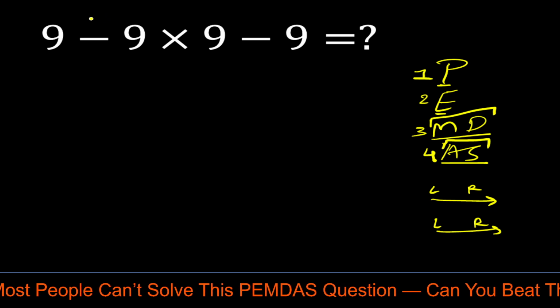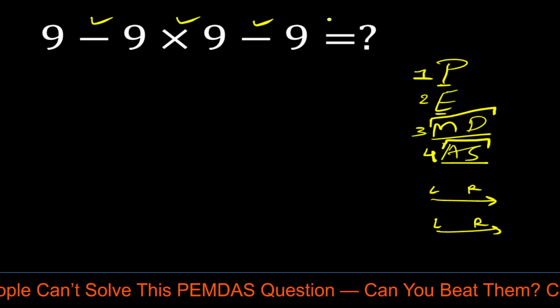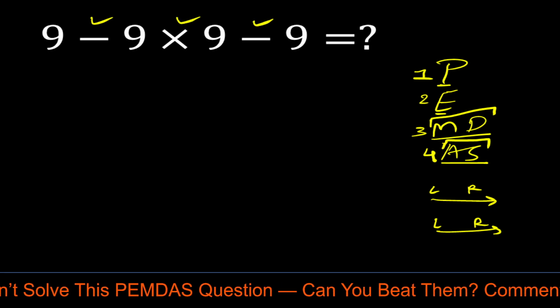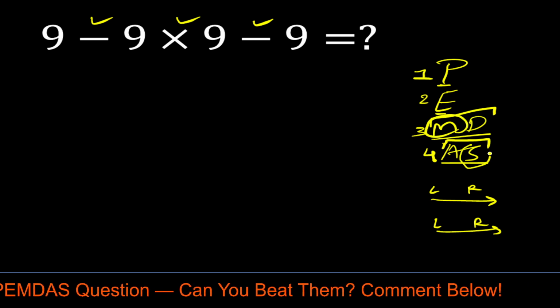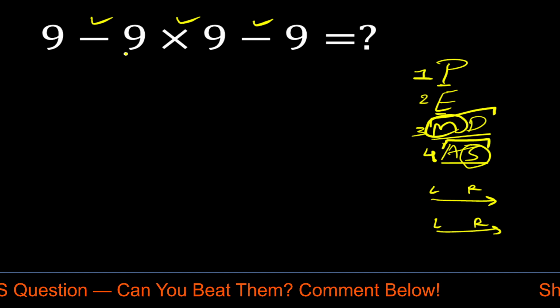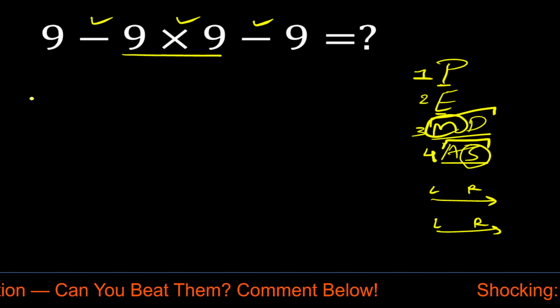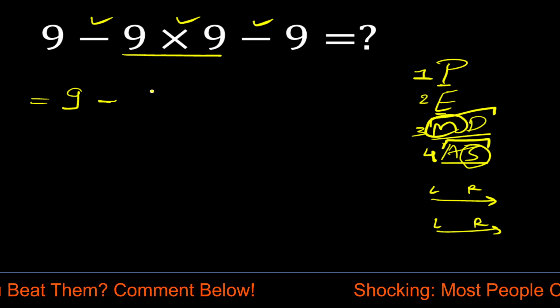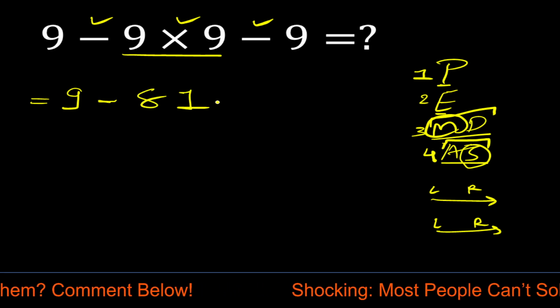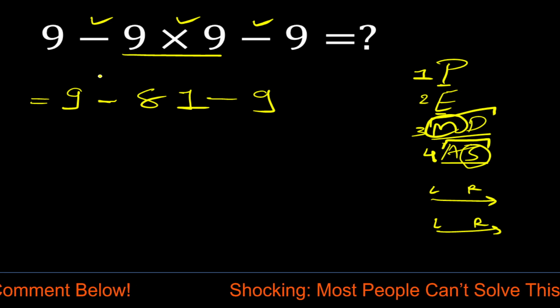So in this question, here we have subtraction, here multiplication, and here subtraction, right? So according to the PEMDAS rule, first we have to solve multiplication, then we have to solve subtraction. So first we have to solve this multiplication, right? So 9 minus, now solve this multiplication, 9 times 9 is equal to 81 minus 9, right?